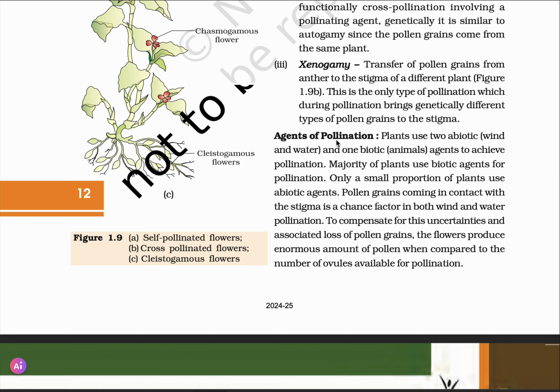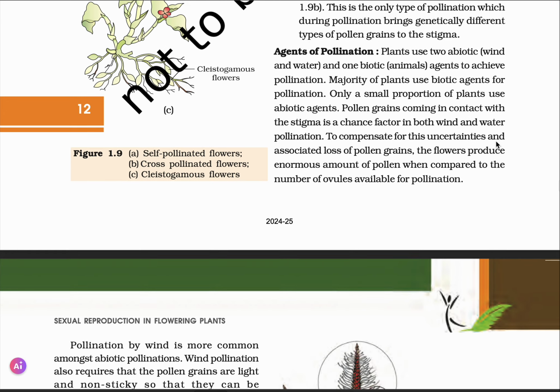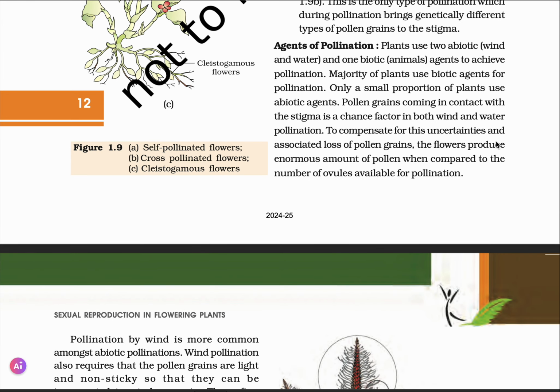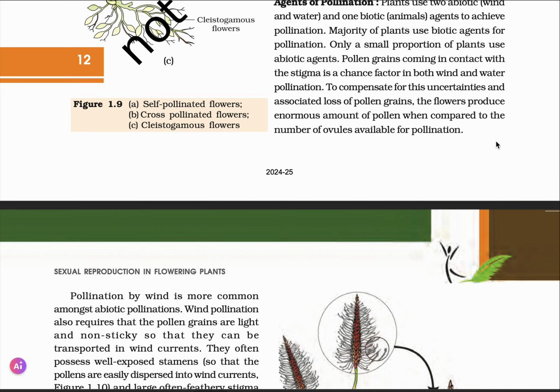Then we have agents of pollination, which plants usually have two: abiotic, which is wind and water, and biotic, which is animals and insects, to achieve pollination. Majority of plants use biotic agents for pollination. Only a small proportion of plants use abiotic pollinators, and pollen grains coming in contact with the stigma is a chance factor in both wind and water pollination.